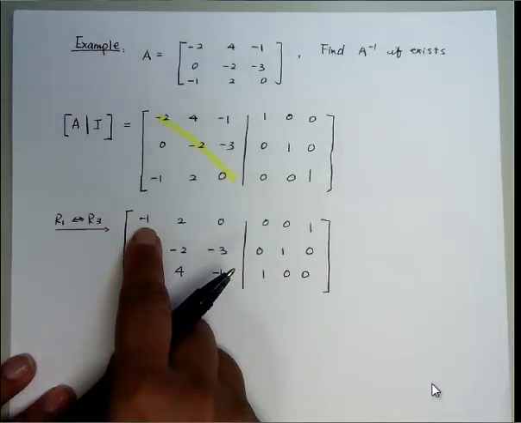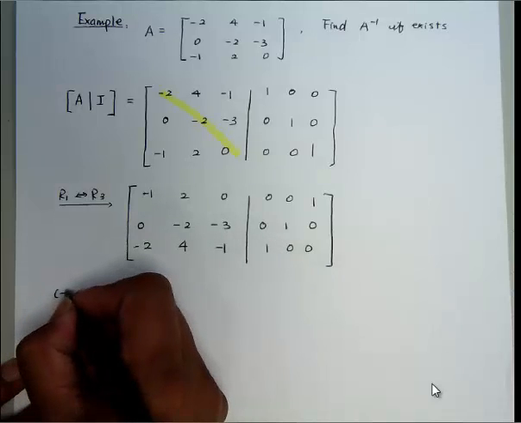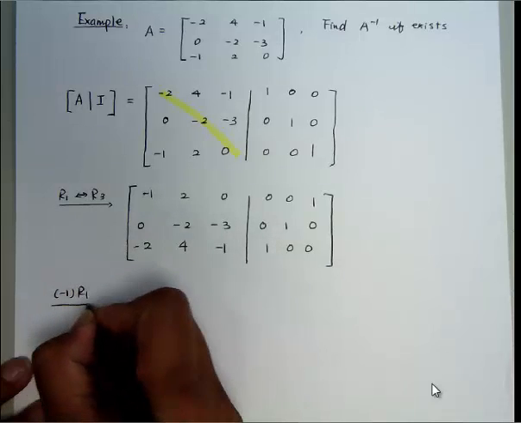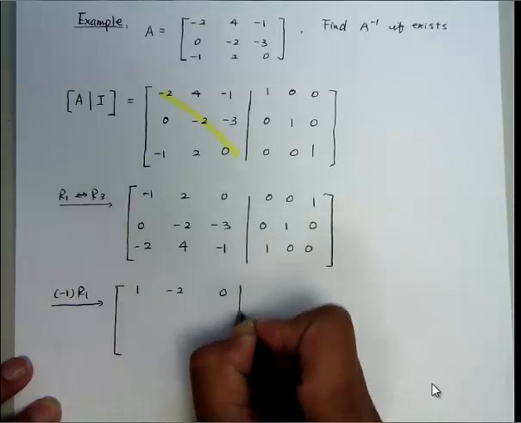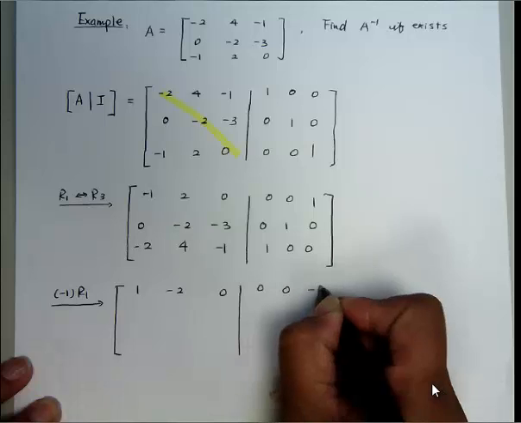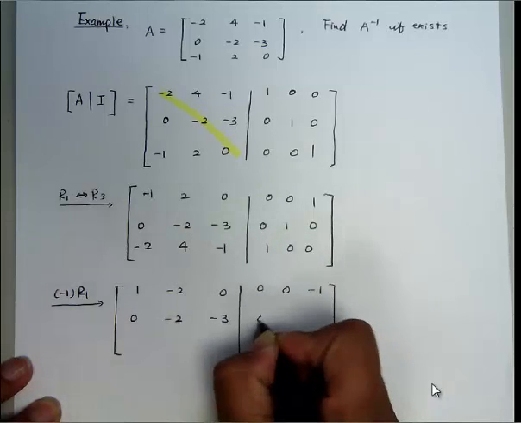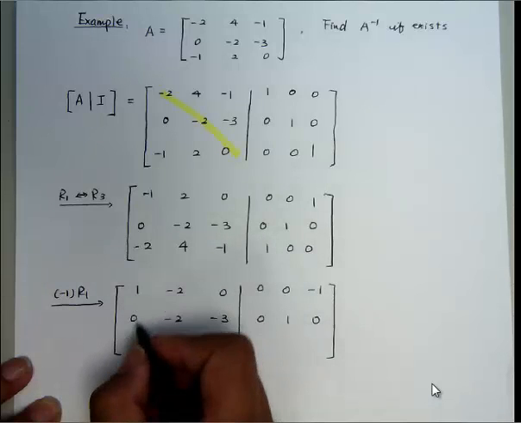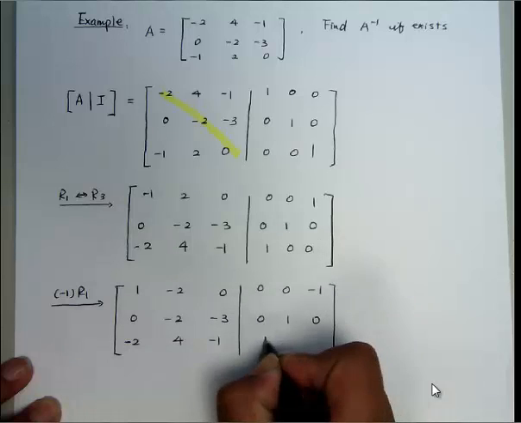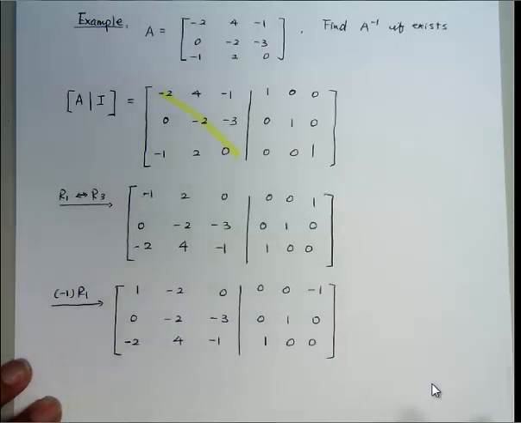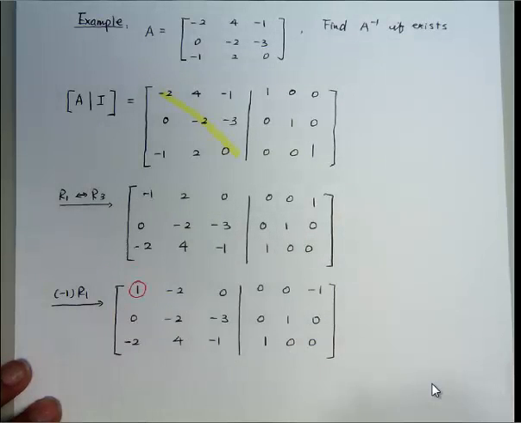To make this number be 1, we can multiply the entire row by -1. So -1 times row 1. That will give us 1, -2, 0, 0, 0, -1. Then 0, -2, -3, 0, 1, 0. And this one will be -2, 4, -1, 1, 0, 0. Nothing changed in here. This number in the diagonal, the first element, is our pivot.